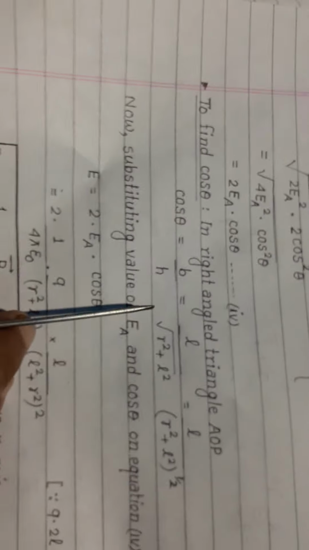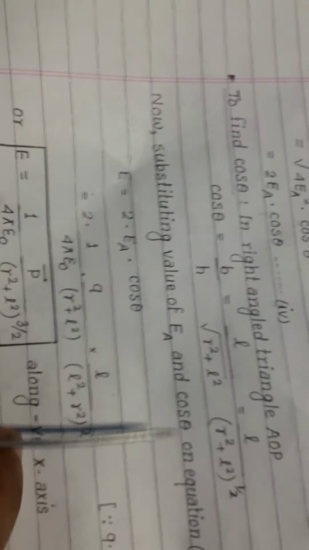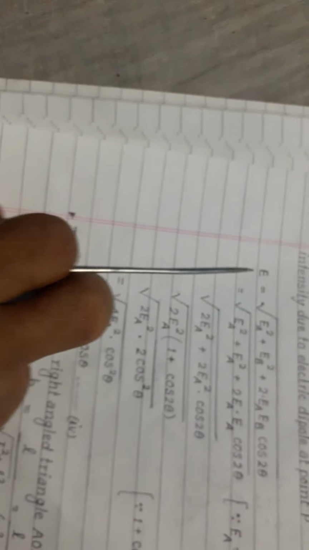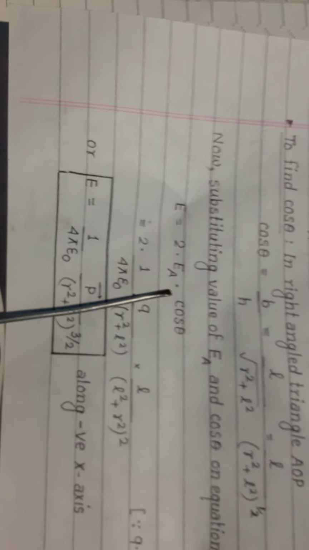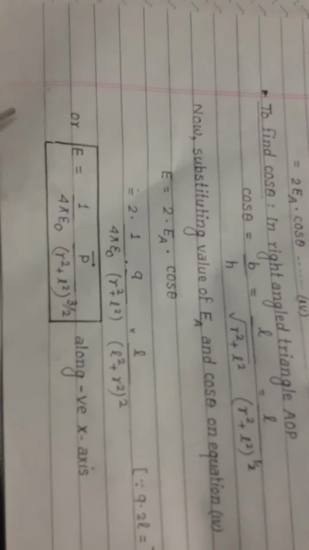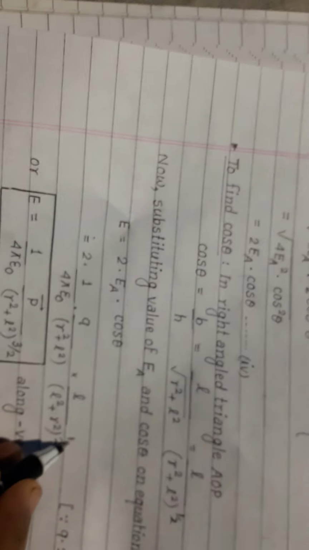Clear? Now substituting the value of E_A and this cos theta we have found, on equation 4, E will be the total electric field intensity at point P. E will be equal to 2 E_A cos theta. The value of E_A we know, 1 by 4 pi epsilon naught, Q by R square plus L square, into, in place of cos theta, L by (R square plus L square) power 1 by 2. Here it will be 1 by 2, please make the correction. This is power 1 by 2.